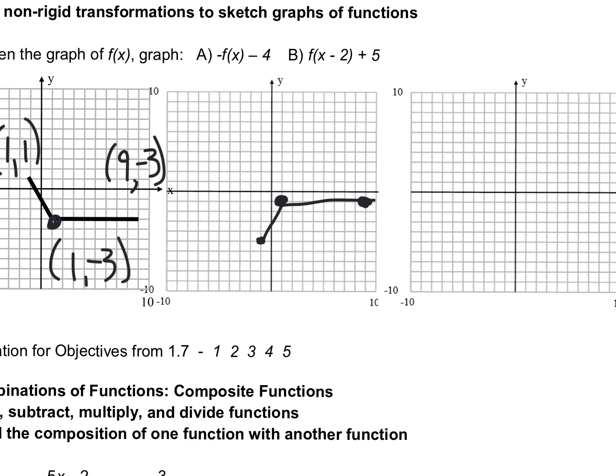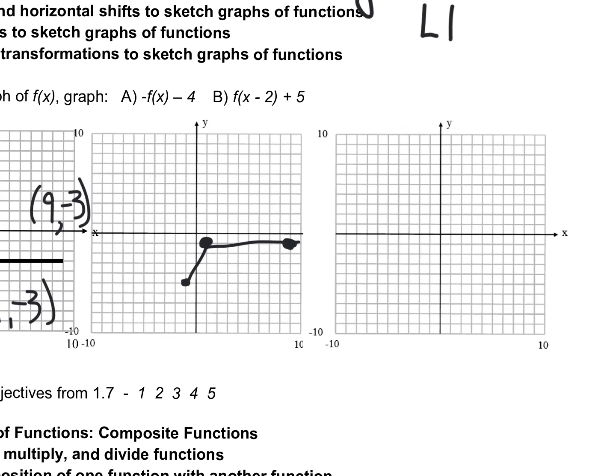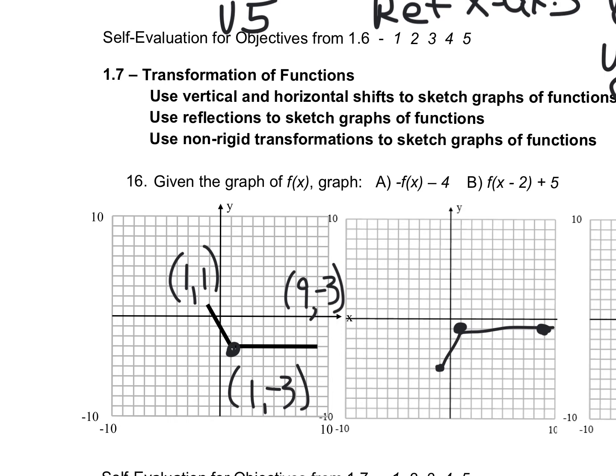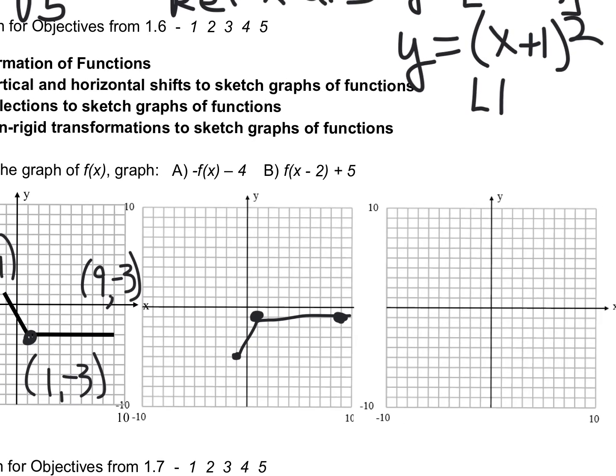So for B, now we're just taking each of these points, moving them over to the right 2, and then up 5. So if I start at 1, 1, oh my goodness, -1, 1. I did all those transformations right, I just wrote it wrong. I felt like someone was off on that.